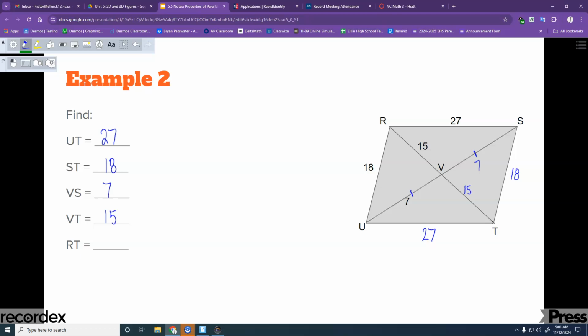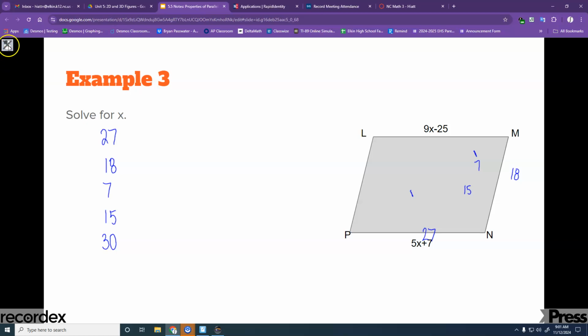Okay. And then, Joseph, the last one asked us for RT. What will we get there? 30. We just have to take those two pieces of that line, RV and VT, add them together. We will get 30. Okay. Questions? All right, let's keep going.